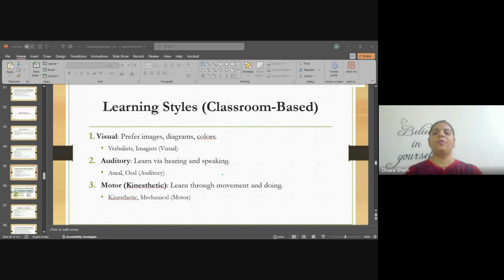yourself. Visual, auditory, and kinesthetic, which we have been talking about. So visual people prefer images, diagrams, colors. They are called verbalist images. Auditory people prefer hearing and speaking. Motor kinesthetic, they learn through movement and doing. Okay. So in classroom, these are 3 learning styles.